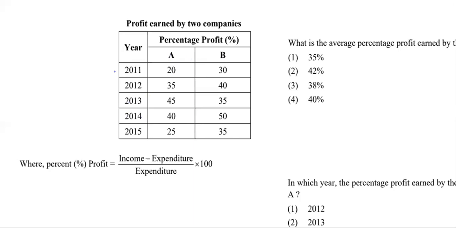Here we have the condition given: profit percentage is nothing but income minus expenditure, the whole divided by expenditure, into 100. So we may have to use this relation to find the income and expenditure of the companies. We already have the profit percentage values given in the tabular column. And if you see income and expenditure, if any one of them is given to us, we can easily find the other using this relation. So whenever we deal with questions having expenditure and income in this set of questions, we can use this relation to find the answer. Very simple.